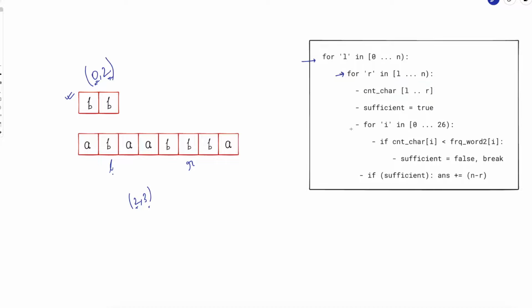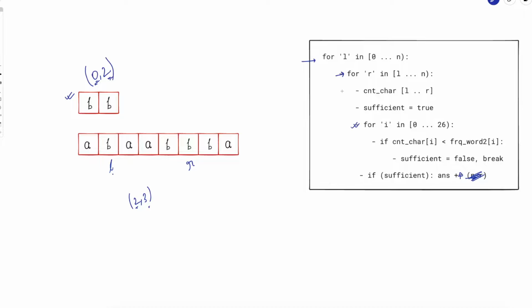And you will compare whether you have enough characters for each of the possible characters or not. If you have enough characters, you will increment your answer by 1. Forget about n minus r, that's not correct. So if you have enough characters, you will simply increment your answer by 1.